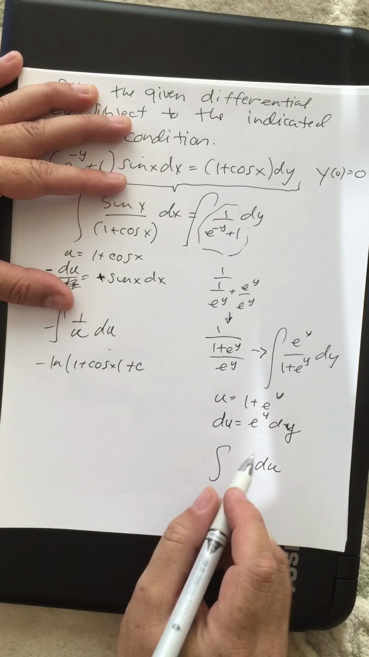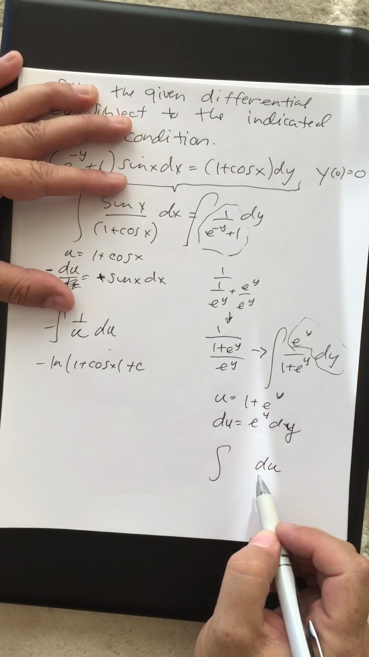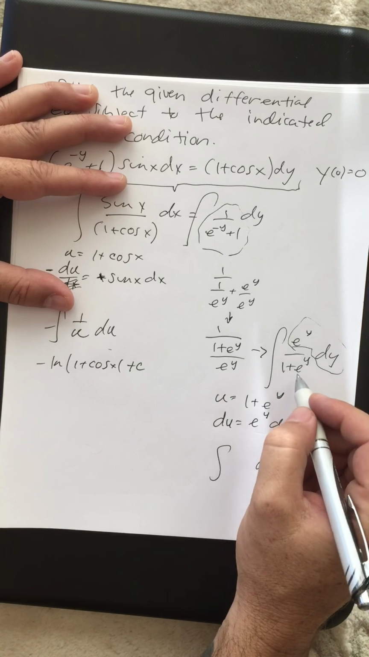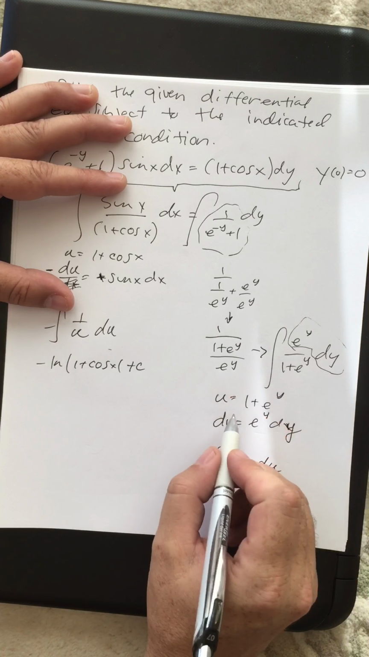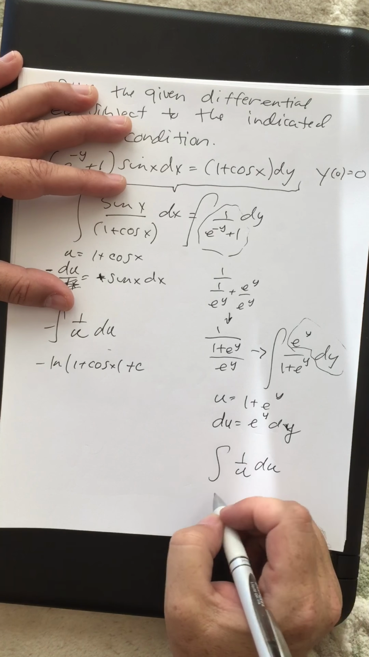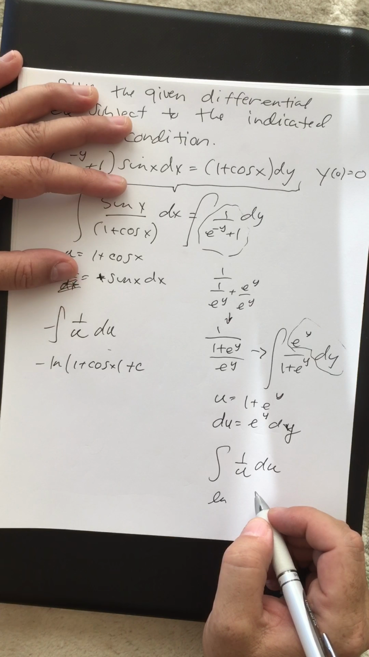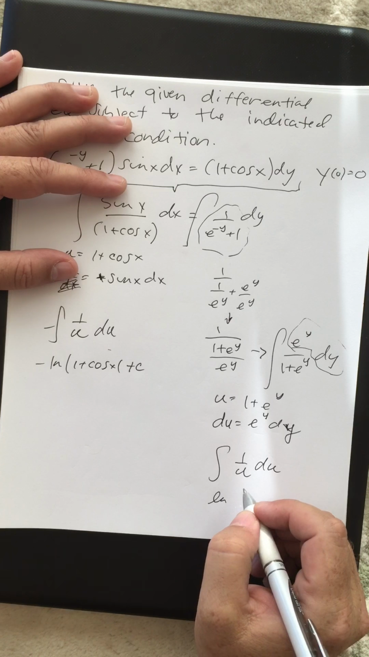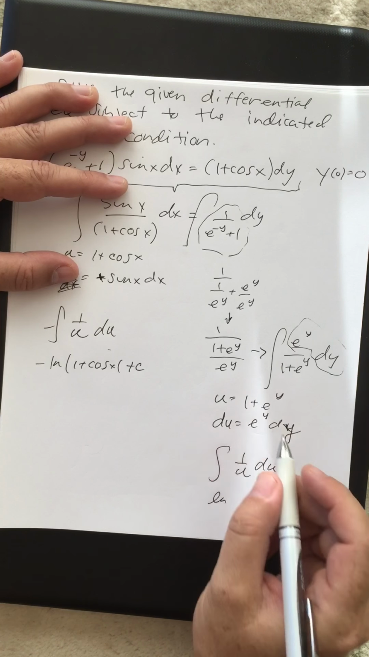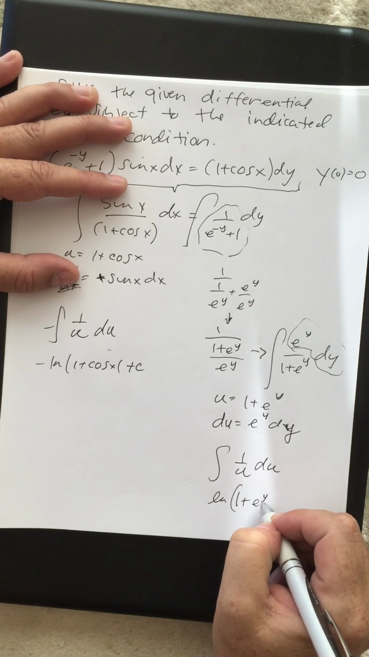Put du right here. You've got e to the y dy right there, and I got that in my du. Now the argument is just u, so 1 over u. Alright, now what's this going to be? This is going to be the natural log of u, but u equals 1 plus e to the y, so the natural log of 1 plus e to the y.